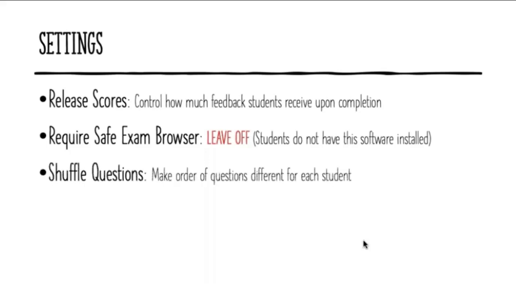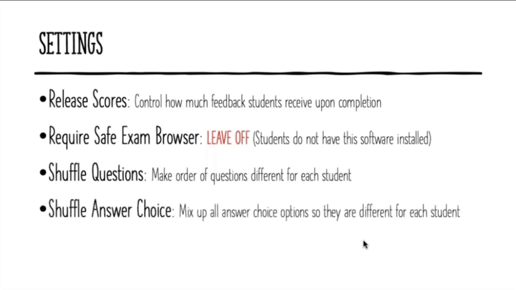Shuffling questions, so just making the order of questions different for each student so they don't all have the same number 5. You can also shuffle the answer choices again, so it's not as easy. I mean, we all know there's still ways they can cheat, but it's not so easy as being like, hey, what did you get for number 5? I got C, because it's going to be different, right?